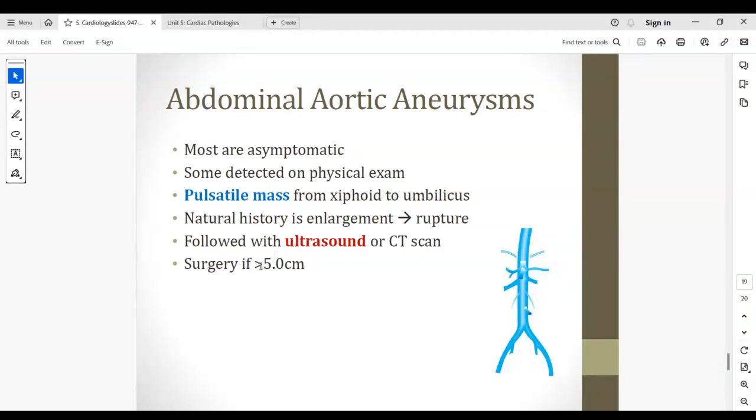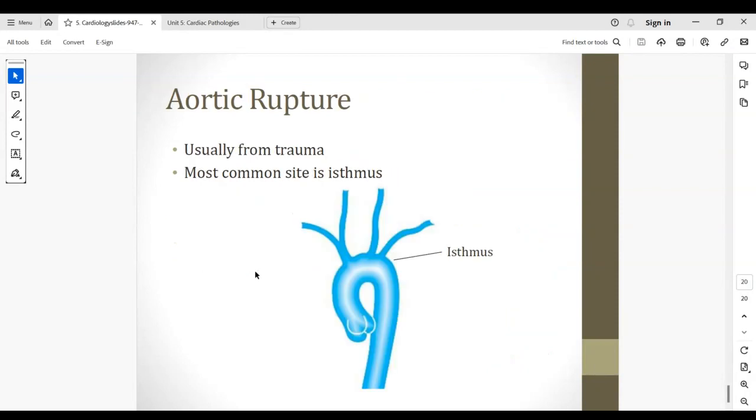If this enlargement is above a centimeter, then surgery is a must. Okay. The last thing is aortic rupture, usually from trauma. The most common site is this isthmus, this area. Okay, and these are the slides which I bring to you.